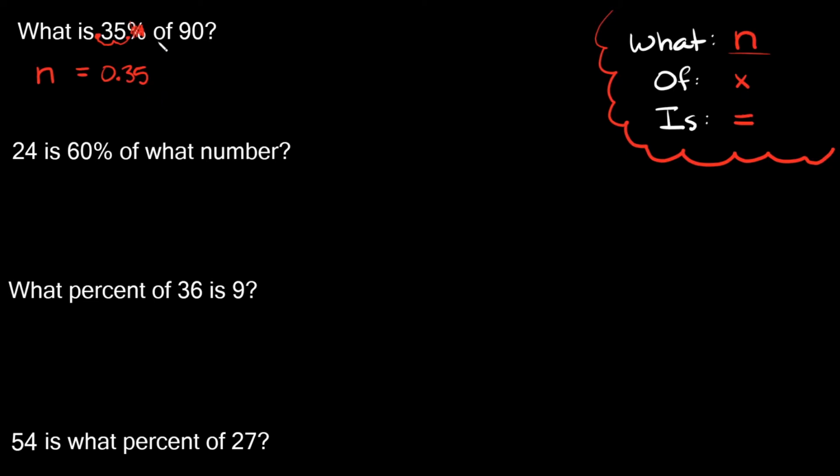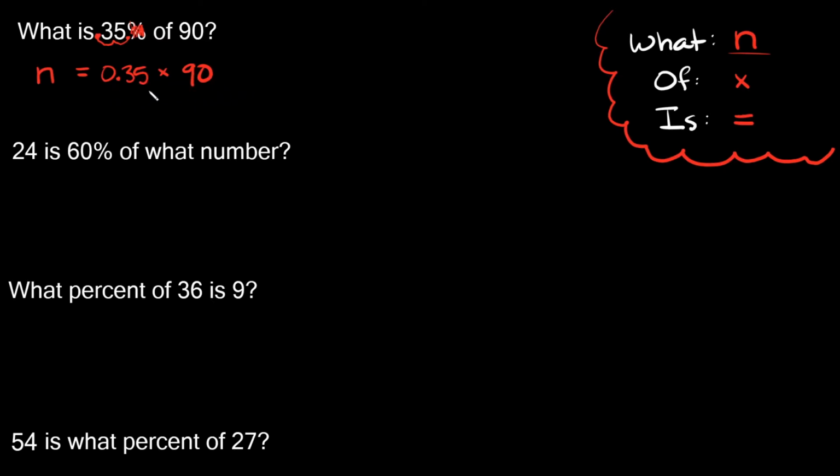Now let's fill in the rest. The next word is of. So of means multiply, right? So we're going to multiply by 90. The number we're looking for is equal to 0.35 times 90. So we just have to multiply this decimal times this whole number.